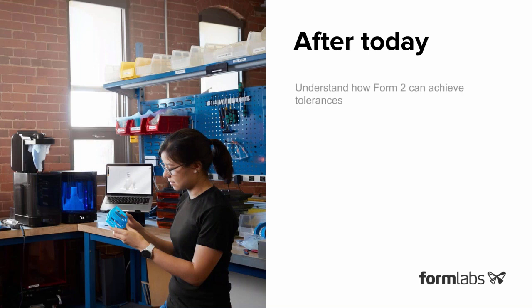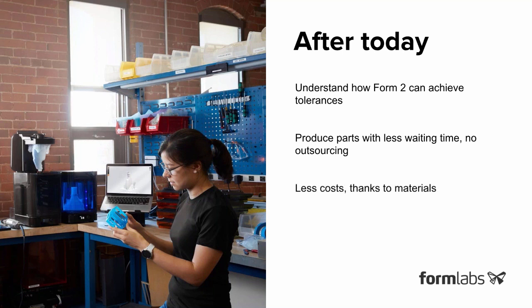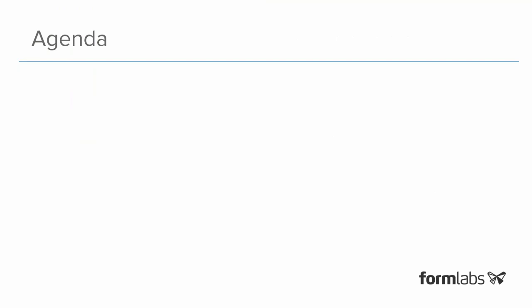After today's webinar, I hope everyone leaves understanding how the Form 2 can achieve tight tolerances, how they can produce parts with the Form 2 in a small amount of time without having to send parts out for outsourcing, and how they can reduce the cost thanks to the price of the materials and the ease of use of the printer. Again, this is a small footprint, intuitive, and easy to use stereolithography 3D printer, and we're going to learn more about what that means.